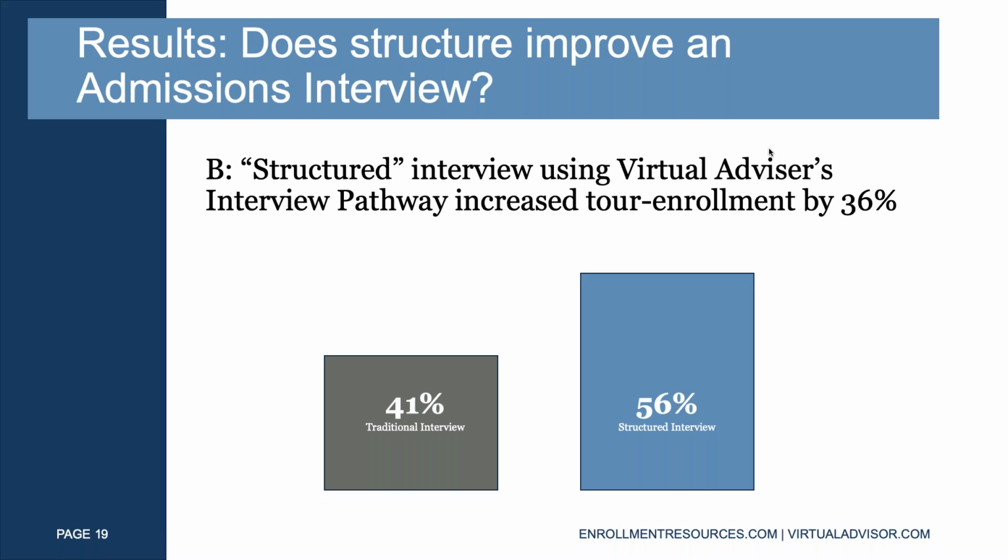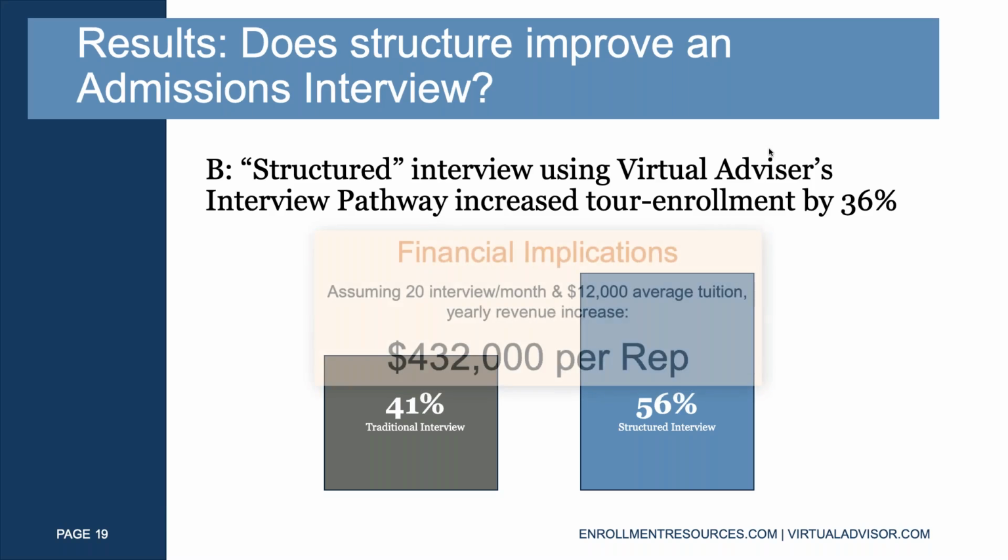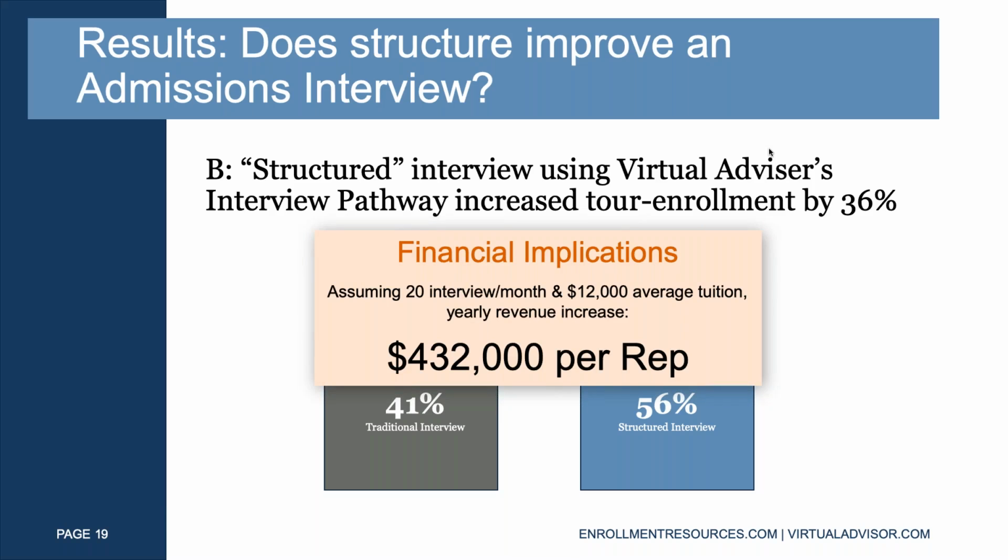The structured interview won by a lot. So in this particular test, they were converting 41% of interviews to enrollments prior, and then adding it bumped it up to 56%, which, assuming 20 interviews a month per admissions rep, $432,000. Wow. So you got 3 reps, that's 1.2 million. And the only thing that's changed is the structure of the interview.